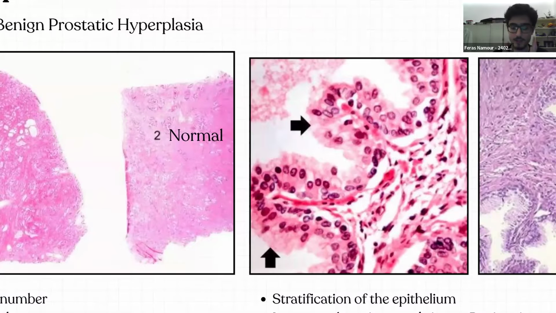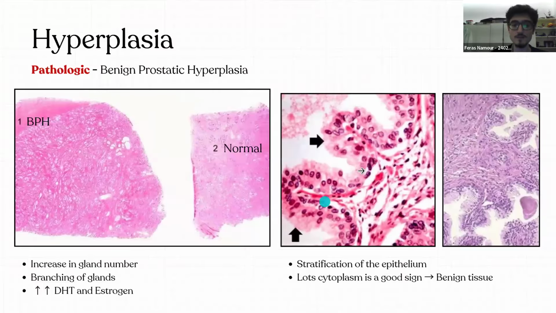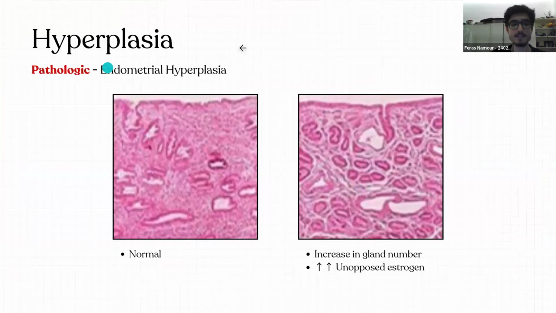Now this will be thoroughly discussed with Maya, but I added it here for cohesiveness' sake, okay? So we can see stratification in BPH, we can see a large glandular count, and we can see a lot of branching. And this is the same idea.